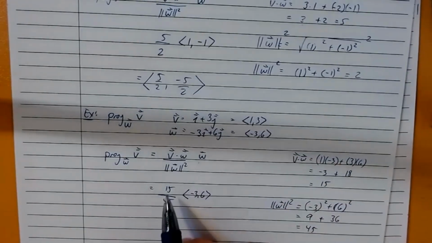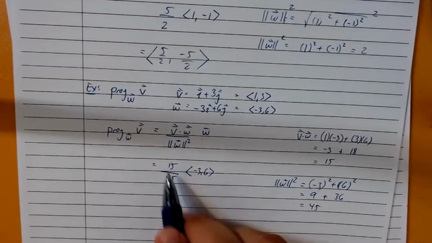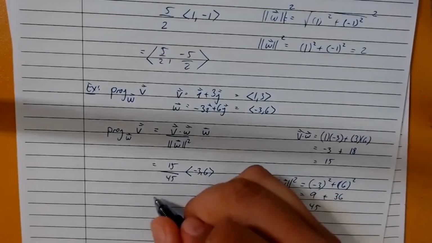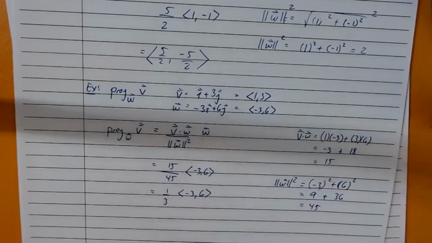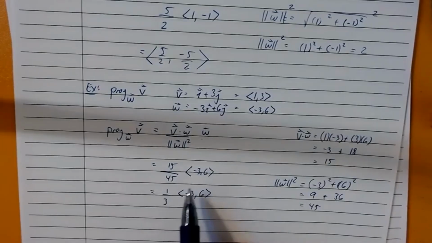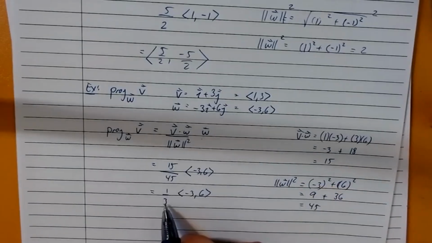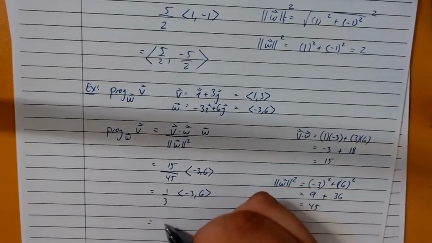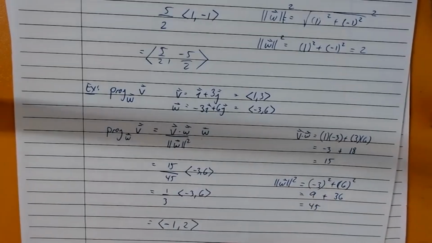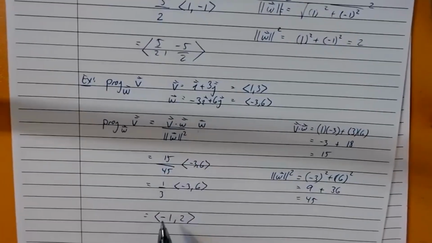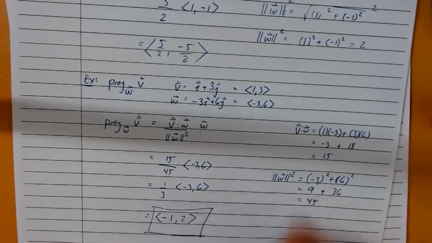Note that this can be reduced down, 15 over 45. You can divide top and bottom by 15. And this gives us 1/3 times negative 3, comma 6. And if you now multiply this w by 1/3, remember that's simply distributing the scalar. That's going to be 1/3 of negative 3, that's negative 1, and 1/3 of 6, that's 2. And so the projection of v onto w is negative 1, comma 2. Just like that.